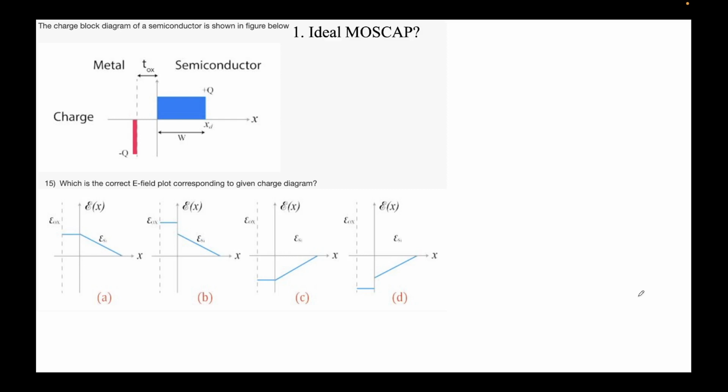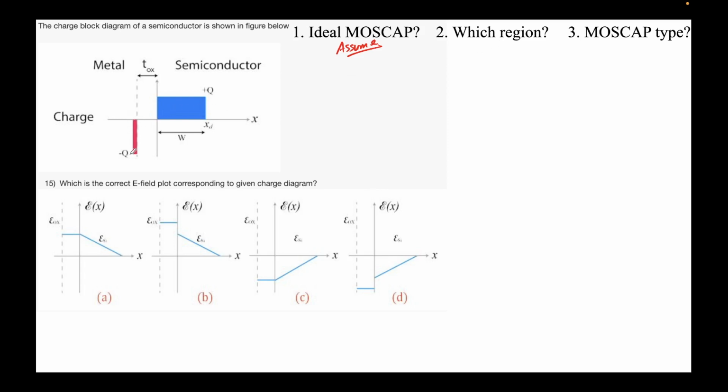Whenever you encounter such a problem, ask yourself, is this an ideal MOSCAP? See if the question says something about it. If the question is silent about it, just assume it to be ideal. Next, ask which region we are operating in. Remember, we talked about 4 regions: flatband, accumulation, depletion, and finally inversion. Those are the 4 regimes that we could be operating in.